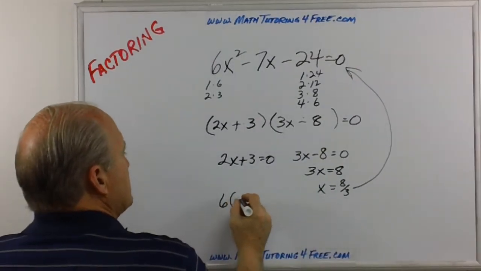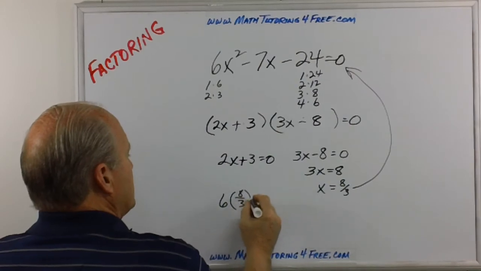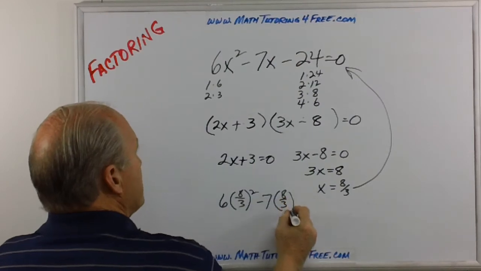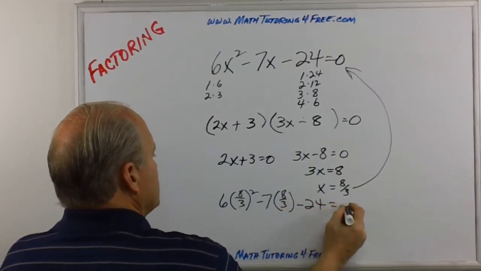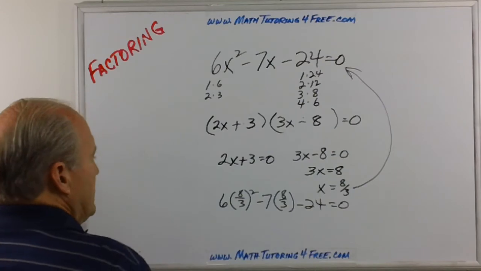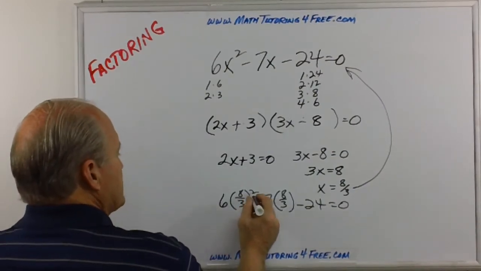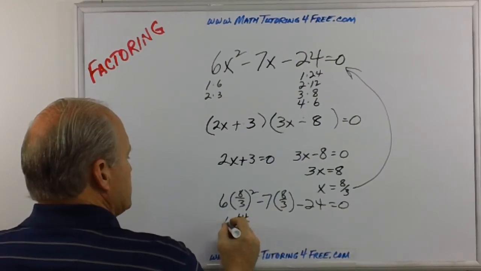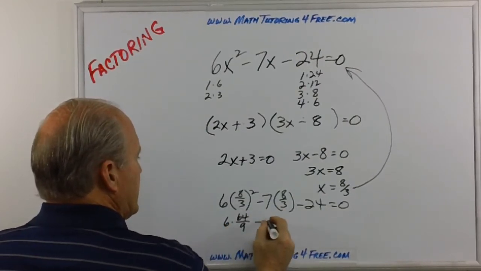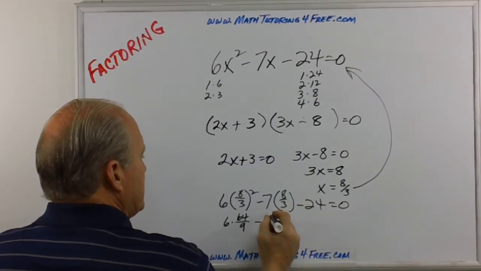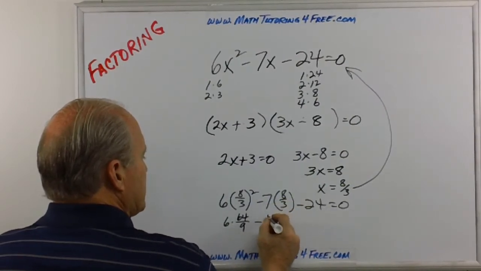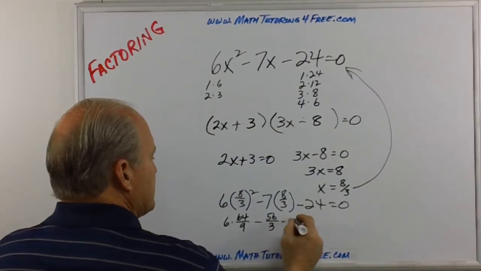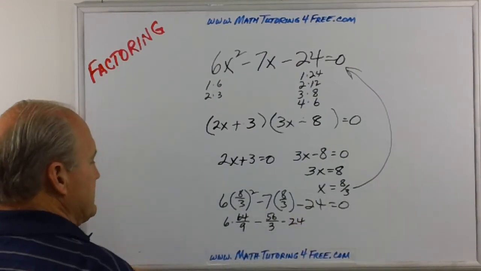6 times 8 over 3 squared minus 7 times 8 over 3 minus 24. Is that equal to 0? This is squared, so this becomes what? 64 over 9. 6 times that. Minus 7 times 8/3. 7 times 8, that's 56 over 3, and minus 24. Oh, we get some big fractions here to work with.